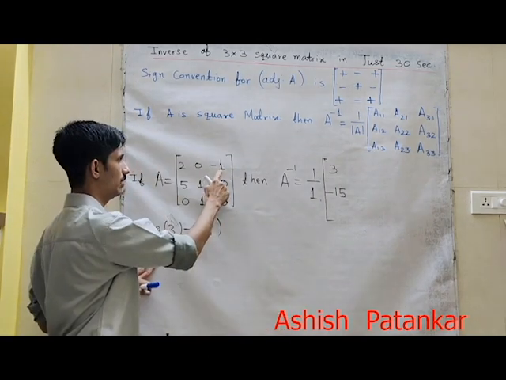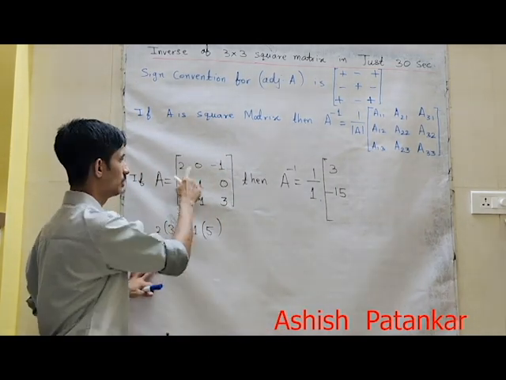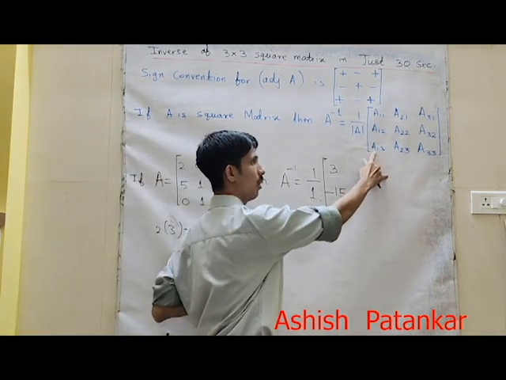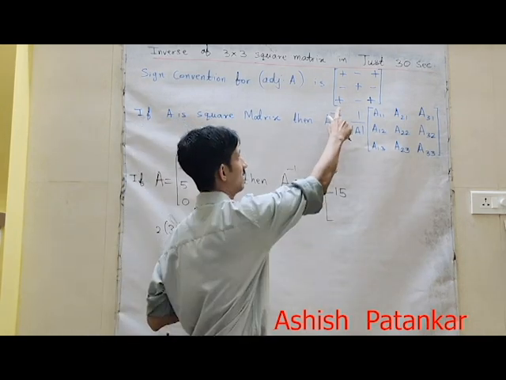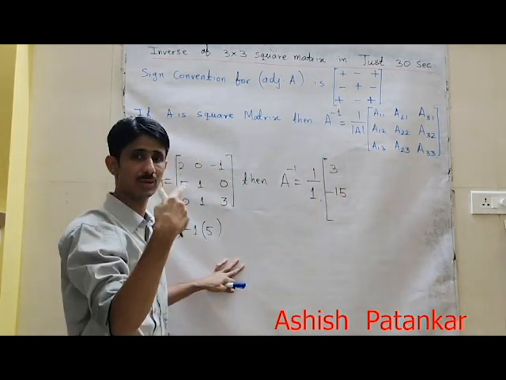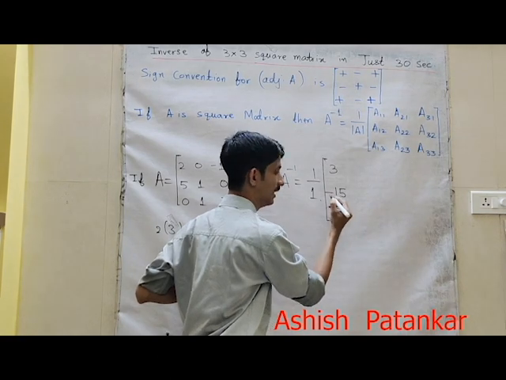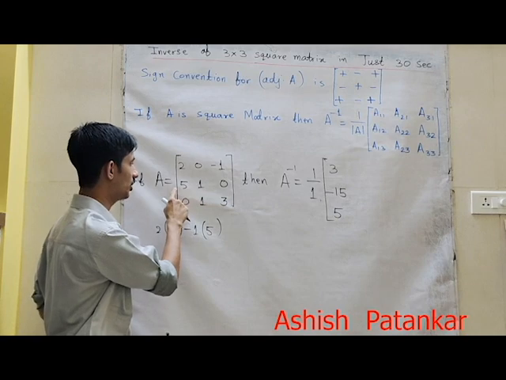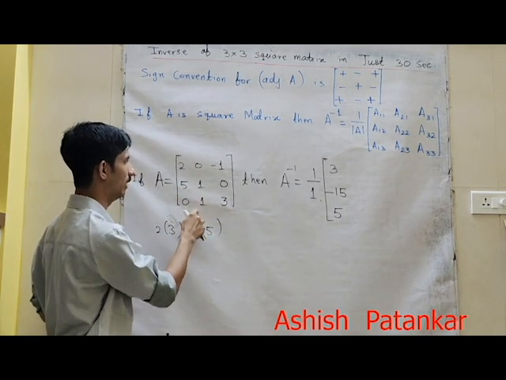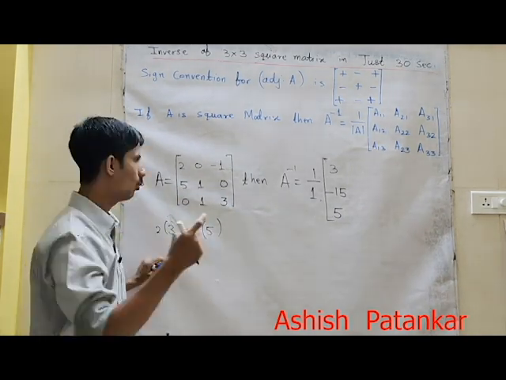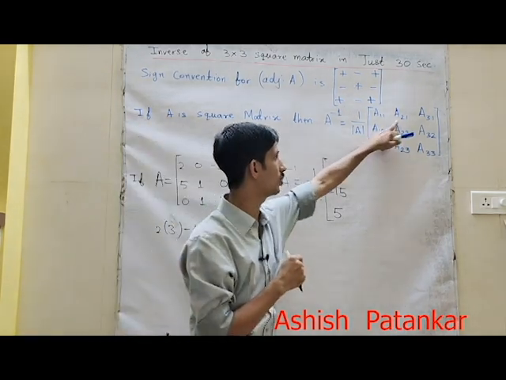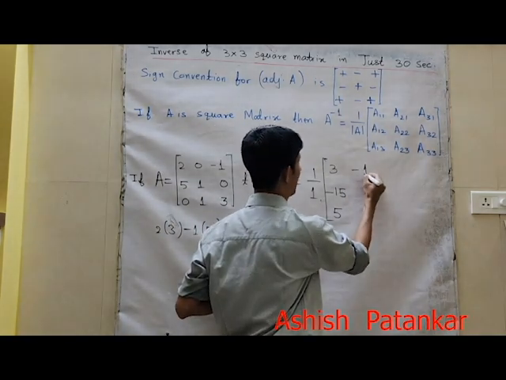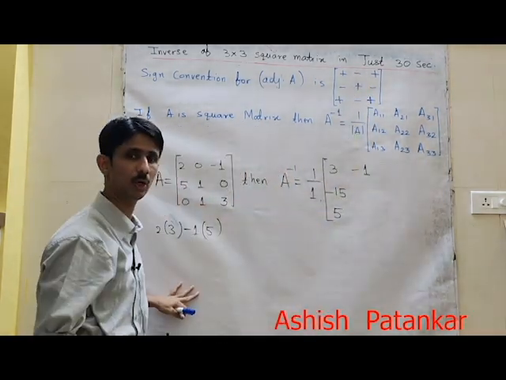Next minor is position 1, 3. So the next minor is nothing but 5. So it is to be placed in the position of the cofactor, and the sign over here is plus. So that's why here it will be 5 itself. Okay, now let's move on to the position 2, 1. So the position 2, 1 minor is nothing but 1. Now that 1 is to be placed in the position of the cofactor A21. So this entry is going to be nothing but minus 1 because there is a minus sign present over here.